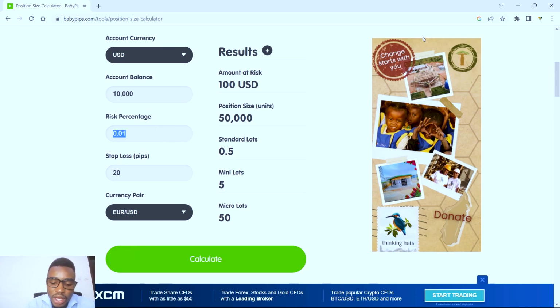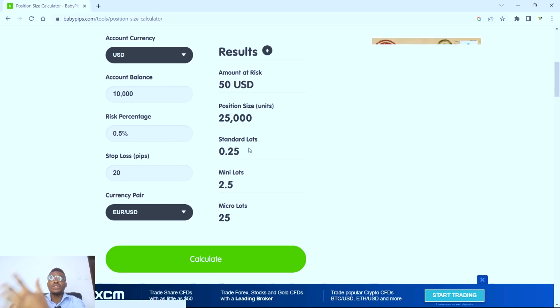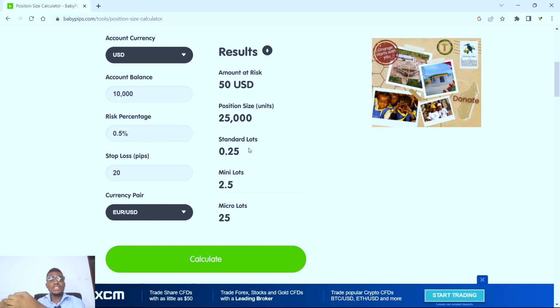So let's say I'm interested in risking 0.5% of my account. Calculate. This is simple. Now, let's calculate it, and this is 0.25 standard lot. Where I showed you volume earlier, I just go there and switch it from 0.5 to 0.25, place the trade, set my stop loss, 20 pips from my entry. When price hits it, I exit with $50, and that's 0.5%.